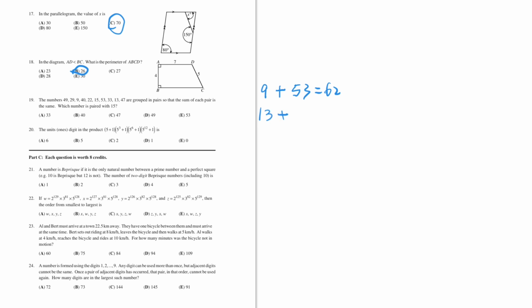Now after 9, another smaller number is 13. They pair with the second largest, that's 49. Still 62. Now is the 15. 15 pairs with the third largest number, that's 47. The sum is still 62. So the number paired with 15 is 47. The answer is C.